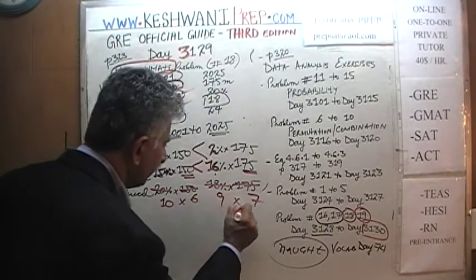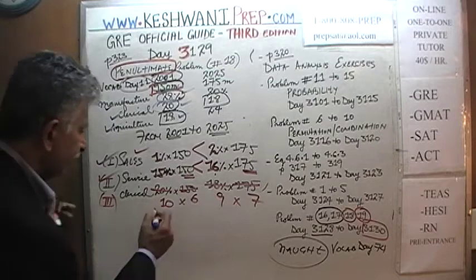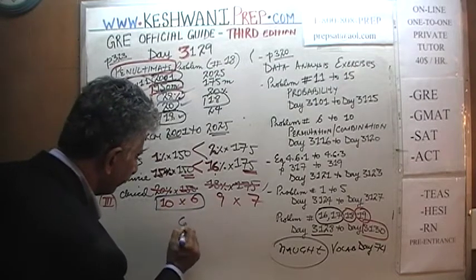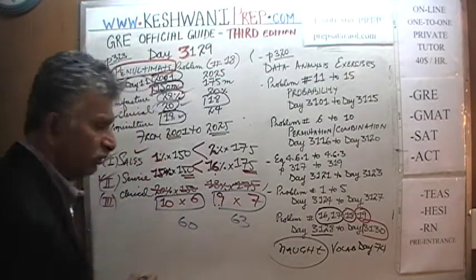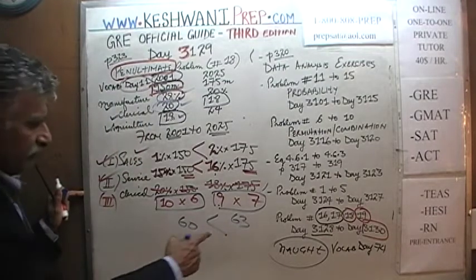So far, this is what we're looking at. Let's put the boxes around them so we can keep them separate. That's it, we're done. Can you tell which one is bigger? 10 times 6, which is 60, or 9 times 7, 9 sevens are 63. Can you tell which one is bigger? Obviously, this quantity is bigger.